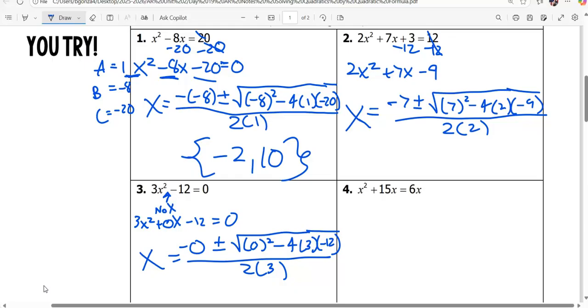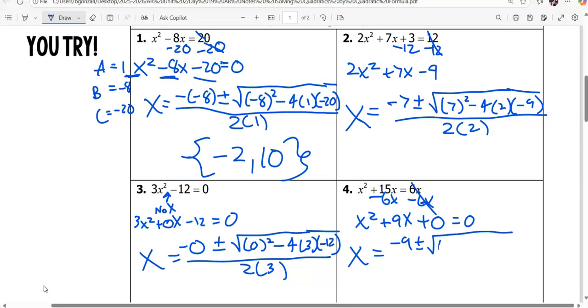Okay. What about this one? It's not equal to 0, so minus 6x does subtract from this x. So x squared plus 9x. And now there's no regular number here, so it's plus 0. So x equals negative b plus or minus the square root of b squared minus 4 times a times c divided by 2a. You can get your two solutions on all those using Desmos.